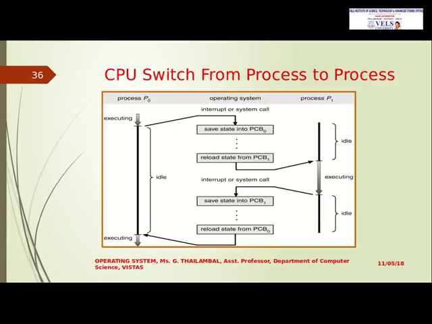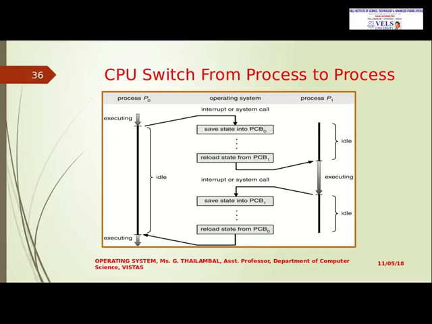And this diagram tells you the CPU switch from process to process. Take an example: two processes executing, P0 and P1. When process P0 is in executing state, process P1 will be in the idle state. When process P0 is executing, at that time some interrupt or system call happens. So the state will be saved in the PCB, that is PCB0, which is for process P0.